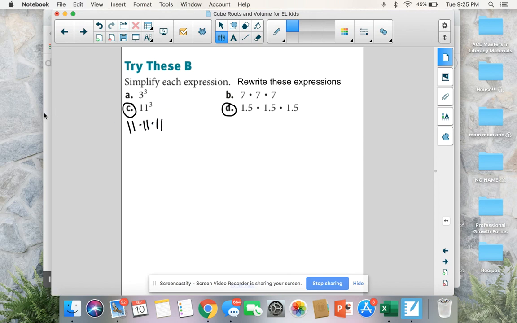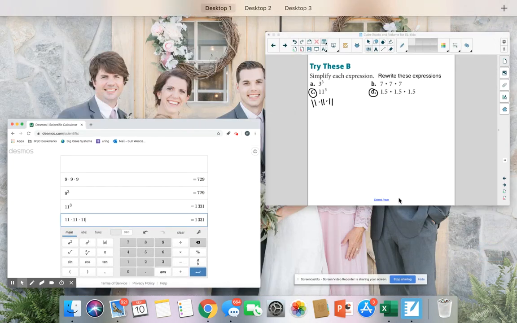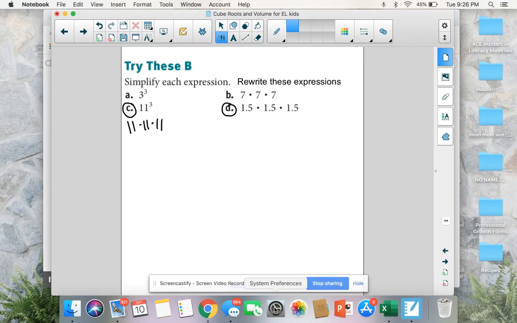And then when I jump into Desmos and I make sure I have a new line, 11 to the power of 3, I get 1,331, which is the exact same thing if I did 11 times 11 times 11. Okay, so for letter C, I would get 1,331. Okay, for letter D, 1.5 times 1.5 times 1.5, I can rewrite as 1.5 cubed, or 1.5 to the power of 3.